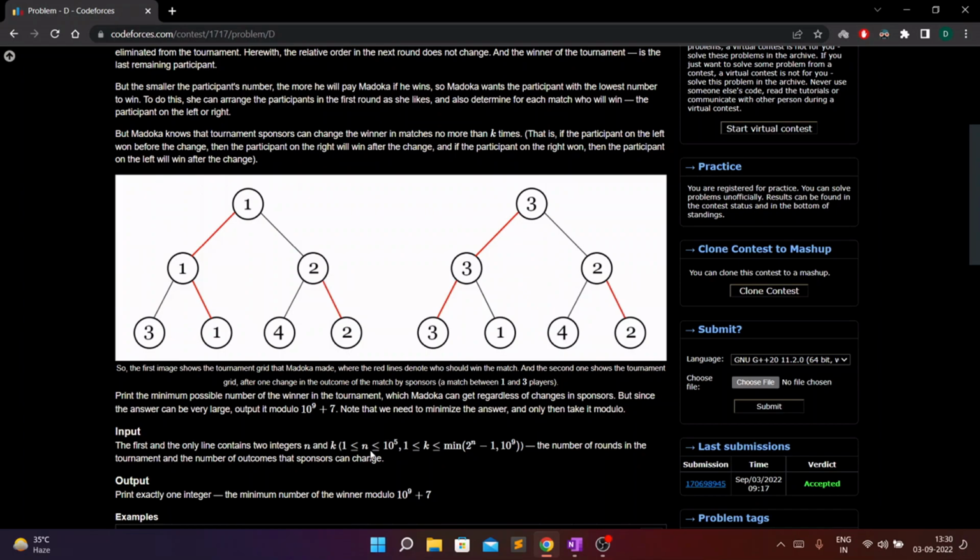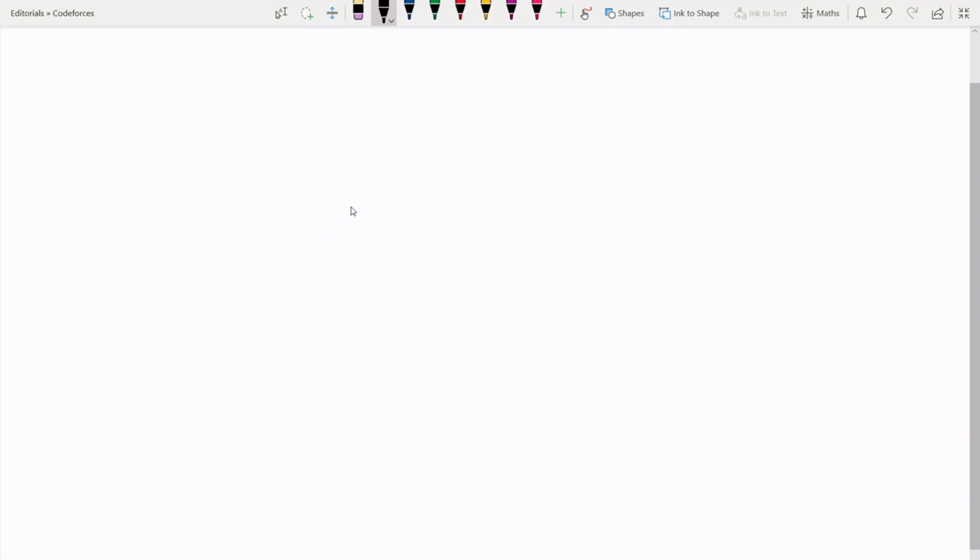As you can see, n is up to 10 to the power 5, so the answer can be pretty big. So we need to output it modulo 10 to the power 9 plus 7. So we will be using modular arithmetic, which is a prerequisite for this video. Let's visualize the problem.